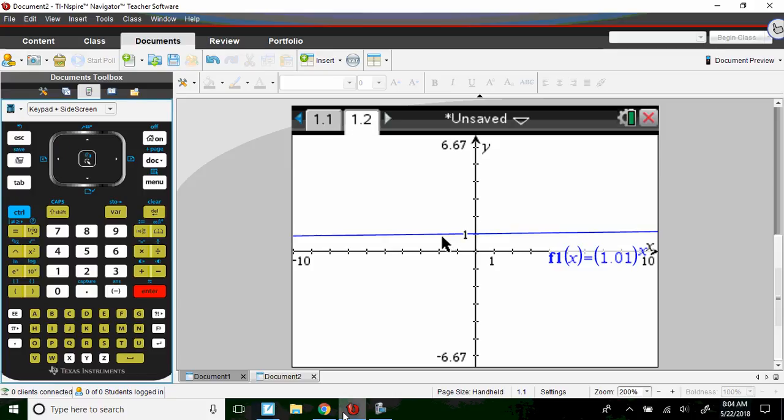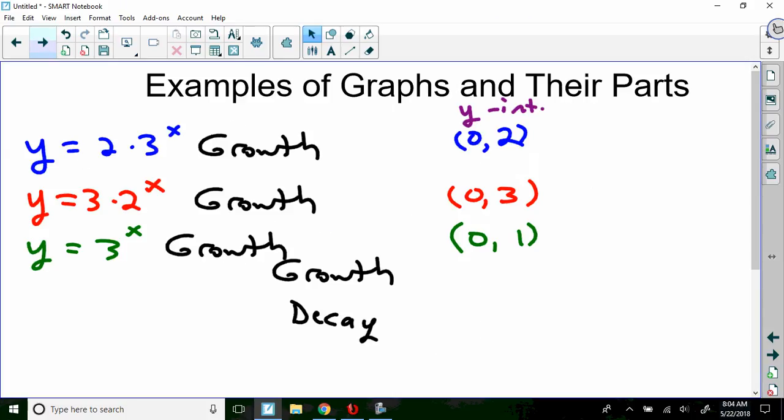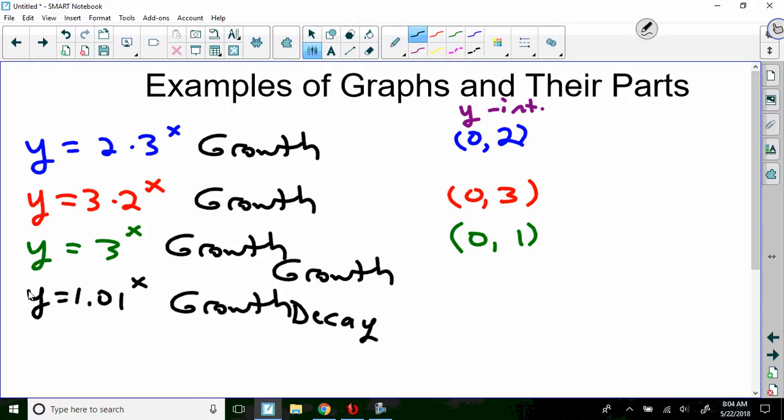There we go. Do you see how that's now increasing? But not so fast. But it is increasing, right? Okay. So that one is y equals 1.01 to the x. That still is growth, and its y-intercept is still 0, 1.